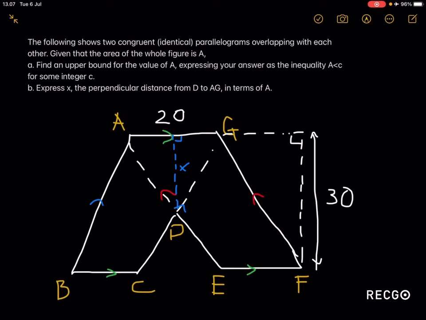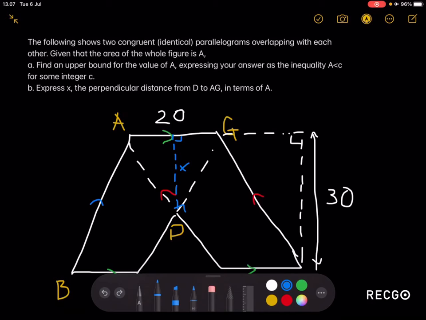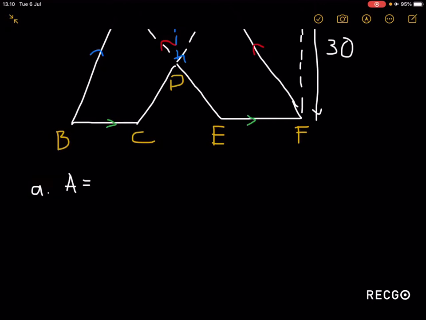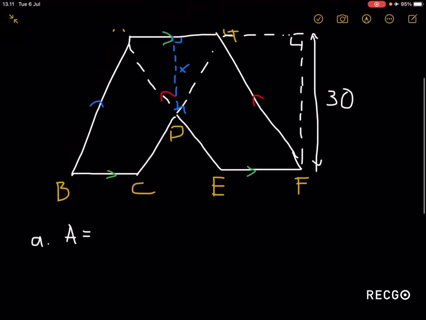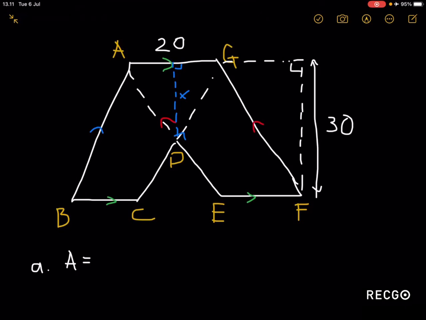Now this might be a little bit tricky, which I will go through later. And I need to express x, which is the perpendicular distance from D to AG, right here, in terms of A, our area of the whole figure. To solve part A, we need an equation relating to the area of this whole figure A.